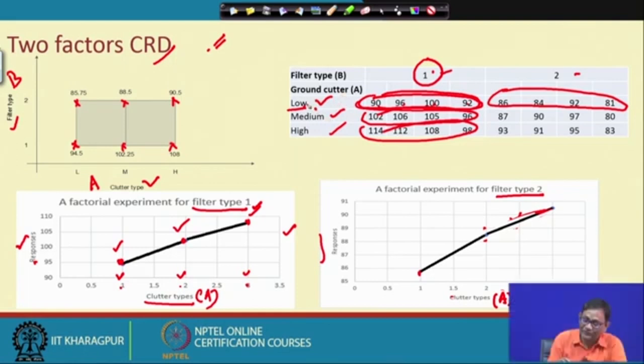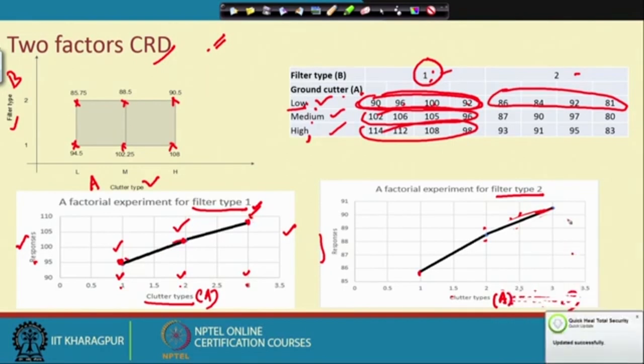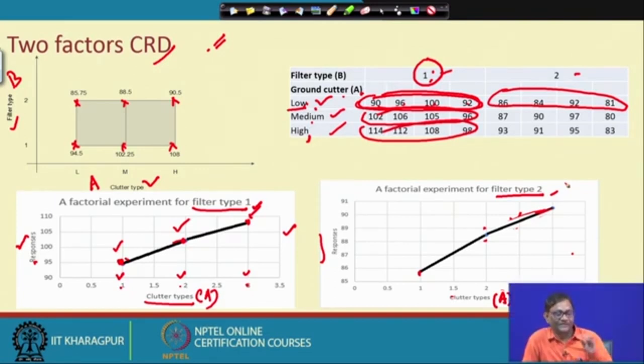So, the average response for low, medium, high of factor A, when factor B is at 1, that is filter type 1, this is the behavior, and same for filter type 2. Okay. So, this is known as two factor completely randomized design. Okay. So, now please let me repeat again.